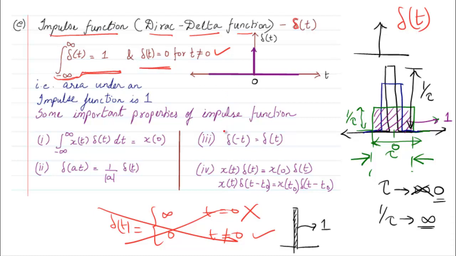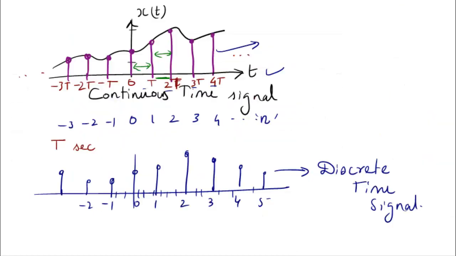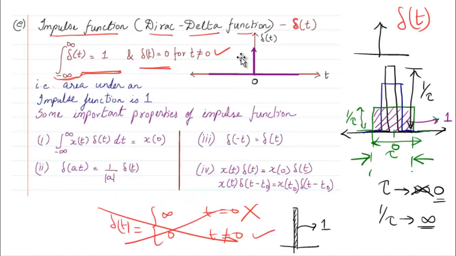Now, why is the delta function very important? As I had drawn previously, a continuous time signal can be converted into a discrete time signal, and in the discrete time signal, if you remember, I had drawn these samples. So these samples are actually the Dirac delta function, or the impulse function. That's why this is important. And there are some important properties of the impulse function which we need to know. For example, if you multiply any signal with the delta function and take its integration, its value will be the signal value at x of 0. This is basically the sampling process, not the sampling theorem. Sampling theorem is different.